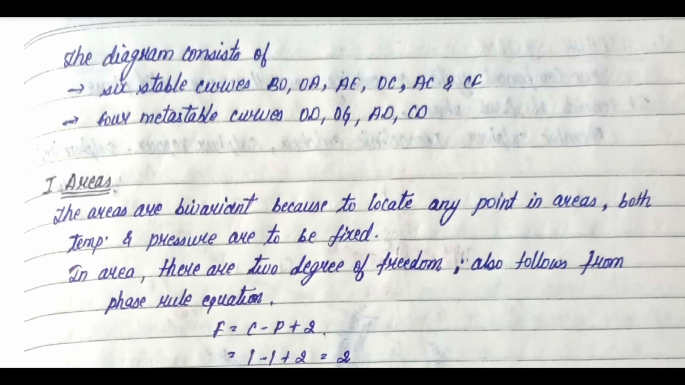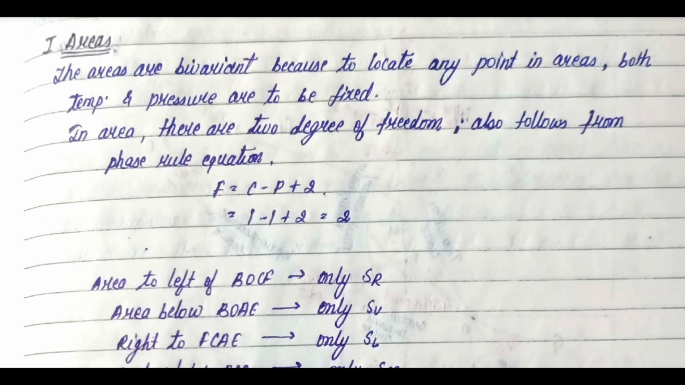The diagram consists of six stable curves BO, OA, AE, OC, AC, and CF, and four metastable curves OD, OG, AD, CO. First, areas. The areas are bivariant because, to locate any point in the areas, both temperature and pressure are to be fixed. In an area, there are 2 degrees of freedom. This also follows from the phase rule equation F is equal to 1 minus 1 plus 2 equal to 2.